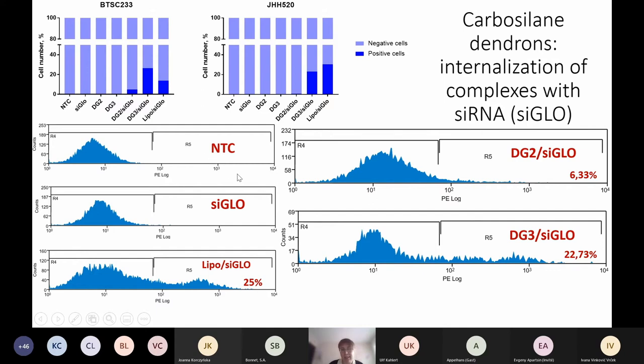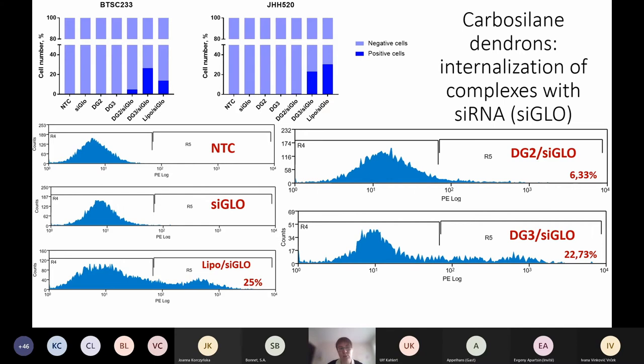So we can see that the efficacy of internalization of complexes of the dendron of second generation is not so high, but for the third generation, it is similar to the standard used Lipofectamine 3000. So we can say that our dendrons could be, at first, internalized into the tumor cells, and possibly they could in theory be used as a vehicle for nucleic acid transportation. And this approach is really encouraging and inspirational.